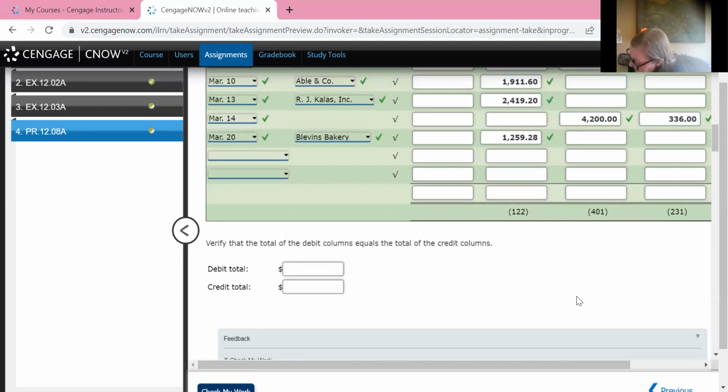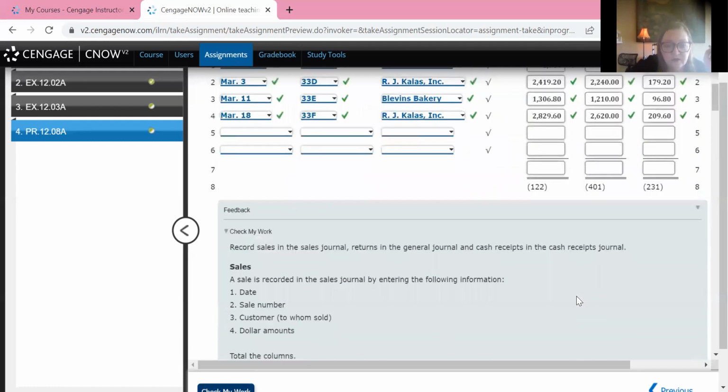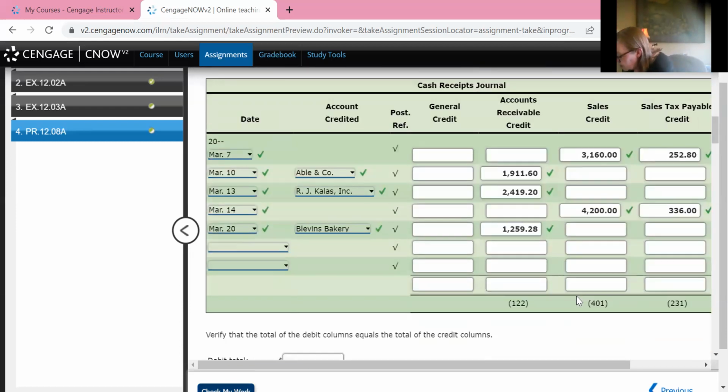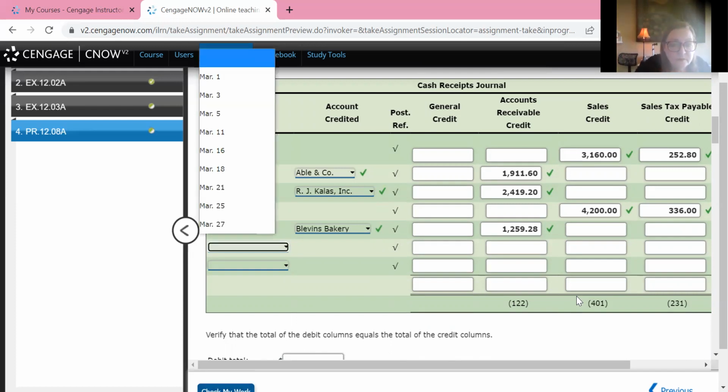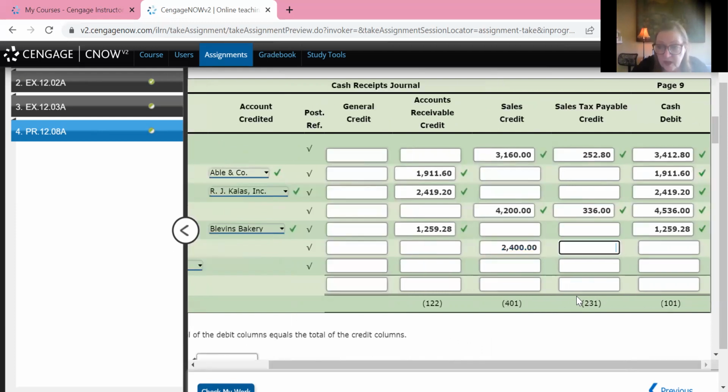Okay, so now we're going to the top of the next page. We have 4 more entries. We made cash sales. Okay, so that's cash collected. For sales, here's cash collected. Cash receipts journal, $2,400 on March 21st. Okay, so sales, $2,400. And then the 8% related to it is $192 for a total of $25.92. Okay, that's good.